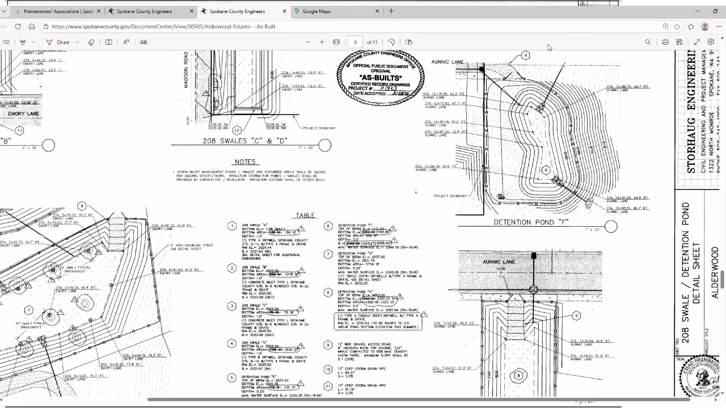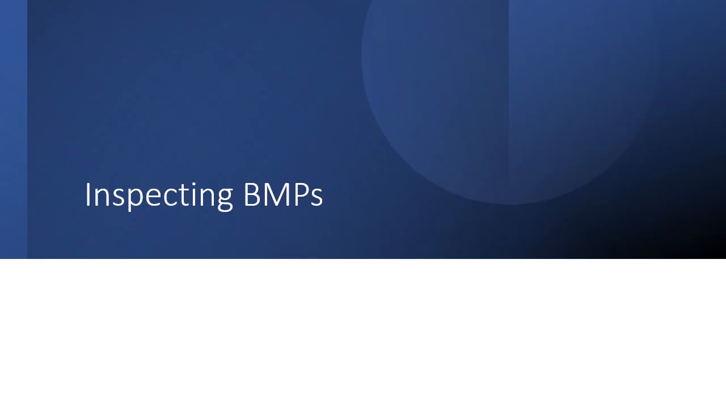Scrolling back up, we can also see note number 9 is repeated here, meaning that this too has a 12-foot wide gravel access road. Again, these are the features that you want to make sure are in place and operating correctly when you inspect this feature. Hopefully, this gives you some confidence when you are reading these plans and when you go to inspect your own HOA's stormwater facilities.